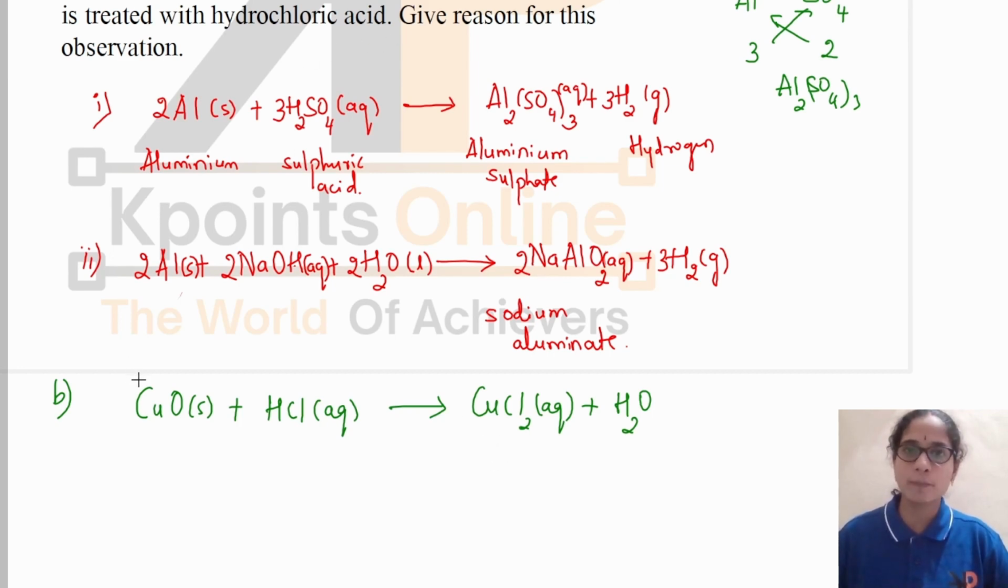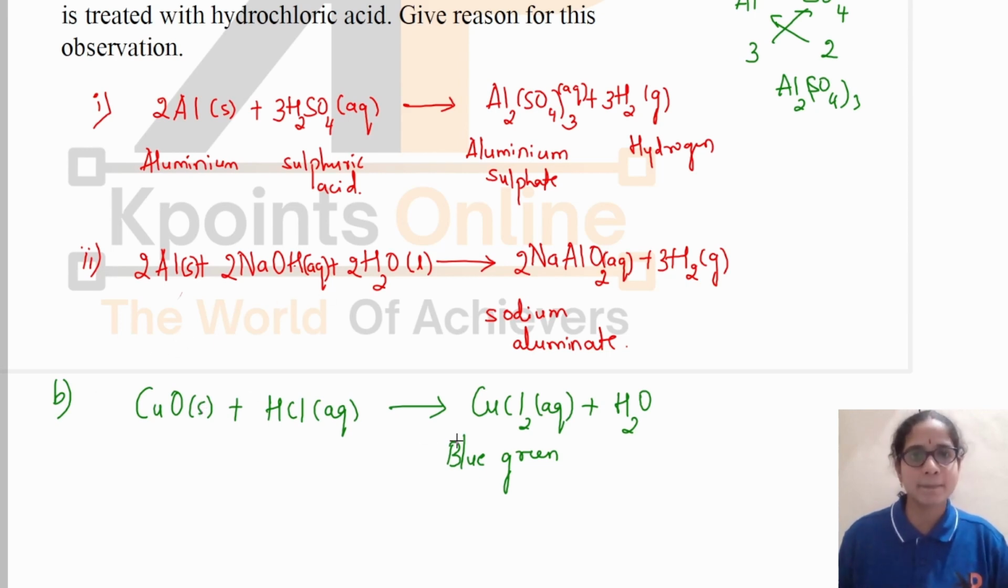We know that when copper oxide reacts with hydrochloric acid, it forms copper chloride. And the color of the solution is, we know that it is blue-green in color. Copper chloride is blue-green in color. This is a reaction of metal oxides with acid to form salt and water. That is, metal oxides behave as bases here. They are basic in nature.